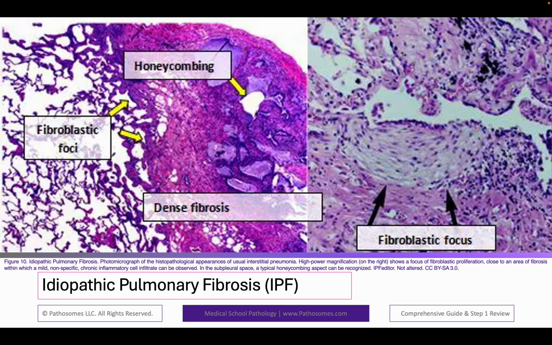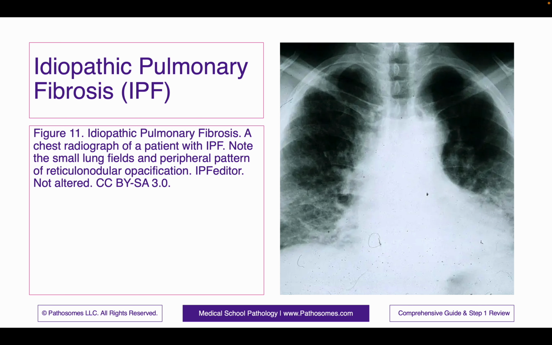And here are some key features at the microscopic level for diagnosing idiopathic pulmonary fibrosis. You'll see this honeycombing, right? It's nice when there's a correlation between radiology and pathology. Note the fibroblastic foci and the dense fibrosis. And here we have representative imaging from a chest X-ray showing small lung fields in a peripheral pattern of reticulonodular opacification in a patient that had IPF.